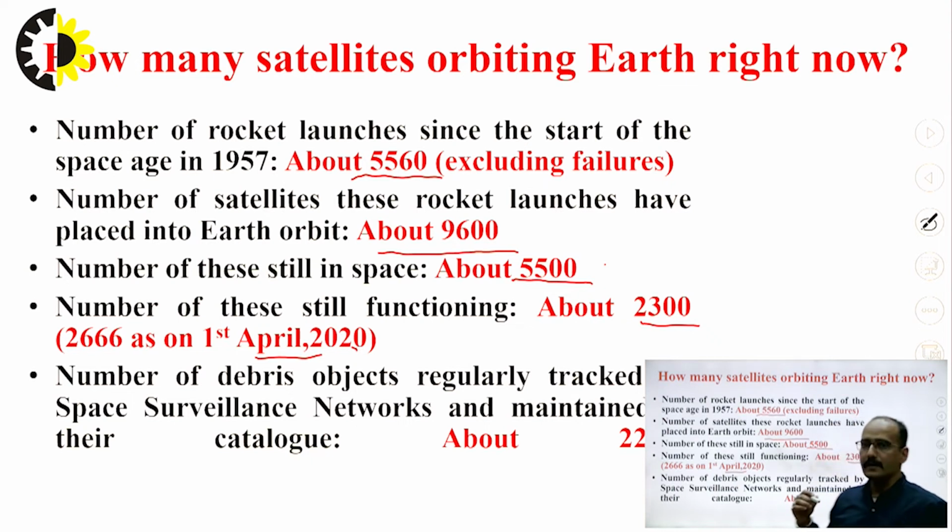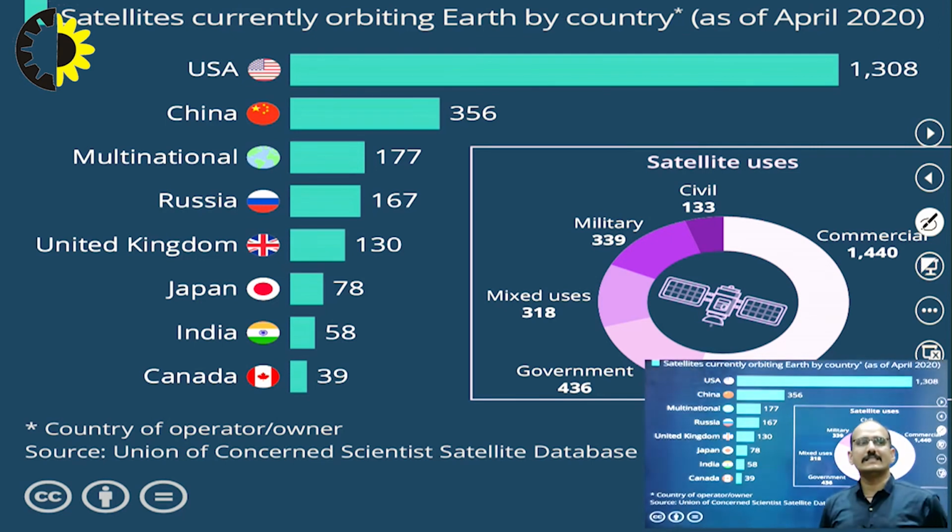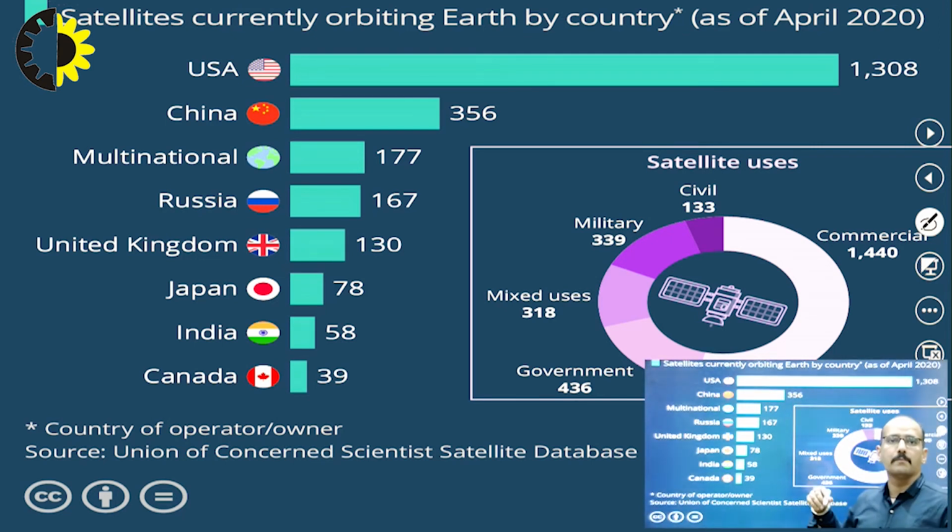So, a space surveillance network is designed by NASA, which tracks and maintains the data and catalog of that debris, and they tell us that about 22,300 objects are rotating in outer space as debris. So this is the current situation of satellite space debris in outer space.